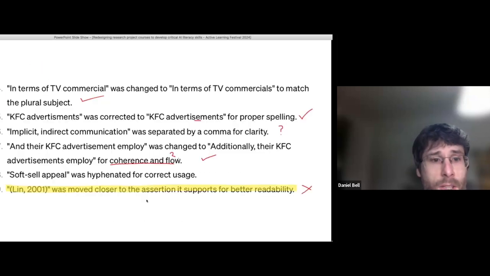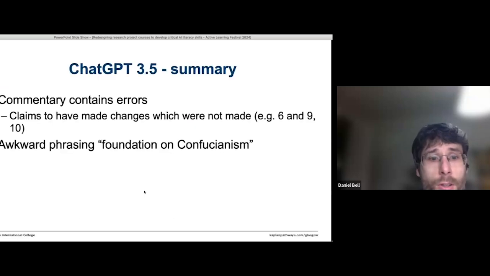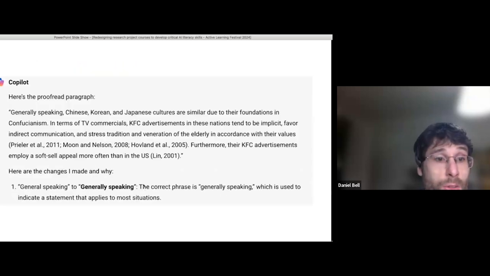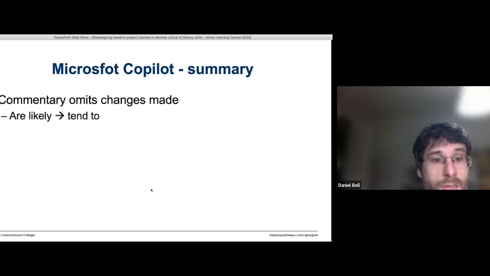Which led me to the conclusion, which you may have got to, which was that Copilot was better, as you might expect, being based on GPT-4. Although it also failed to comment on certain changes that it made. So yeah. Okay, well, thanks for trying the activity. And back to you, Flo.